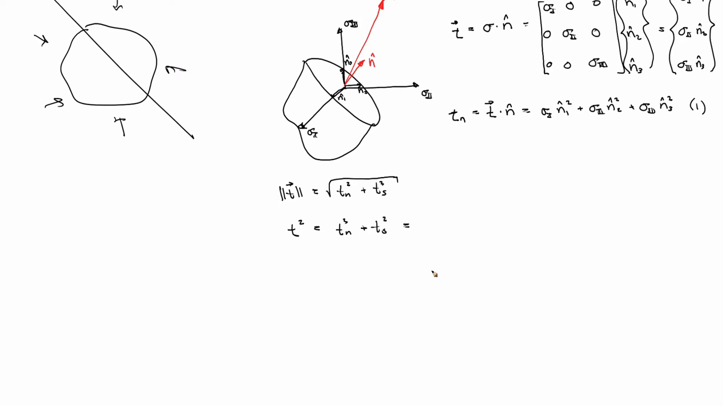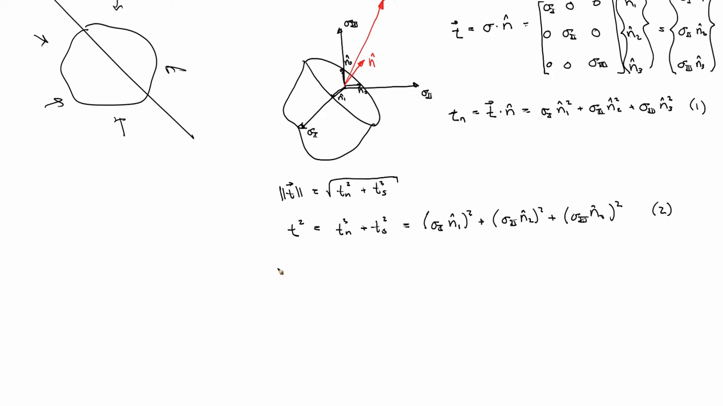Well, what do we know about Ts in this coordinate system? Zero. There's no shear, right? This is the magnitude of the shear stress, and there's no shear, so this will be zero. And so then I just have T squared is equal to Tn squared. This is the second equation.